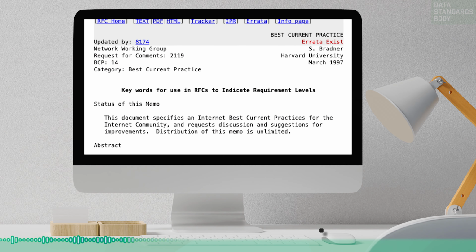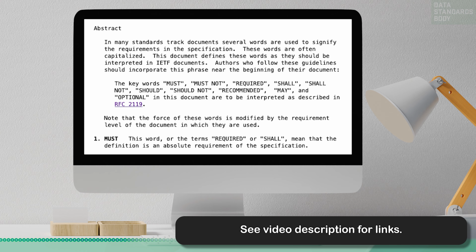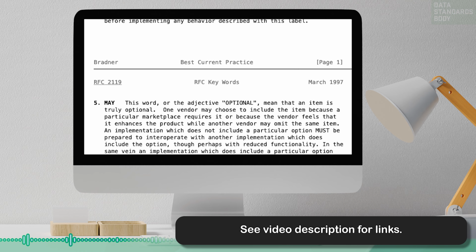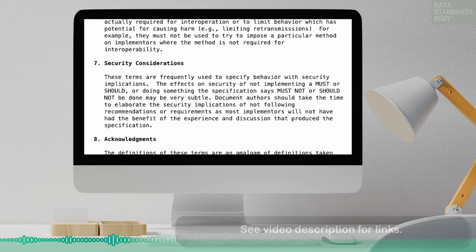The terms used in the CX standards to specify requirement levels such as must, must not, should, and may are as defined in RFC2119 Keywords for use in RFCs to indicate requirement levels.